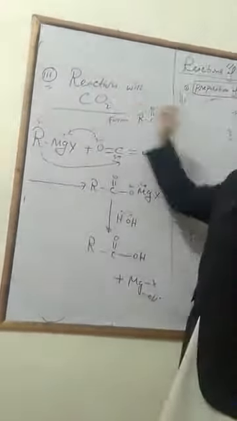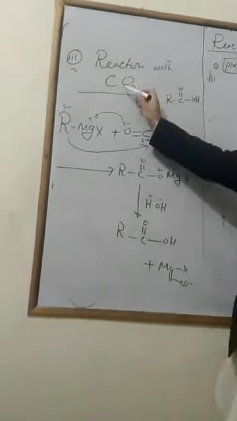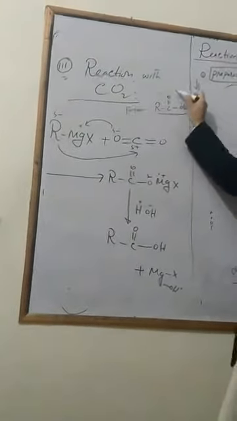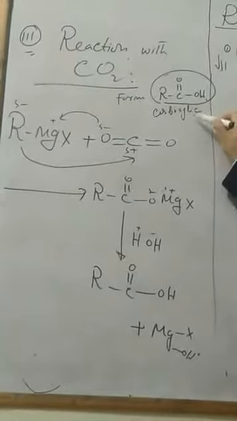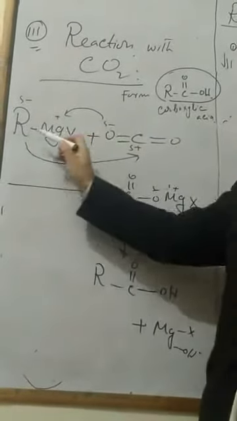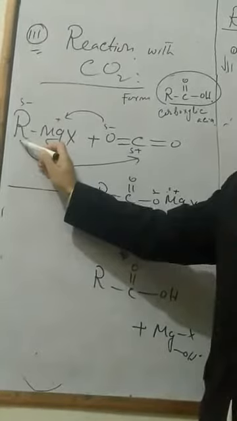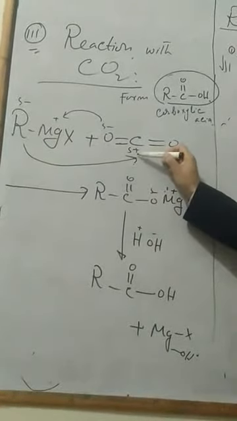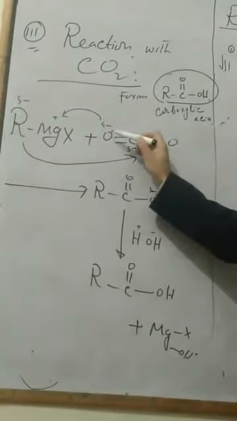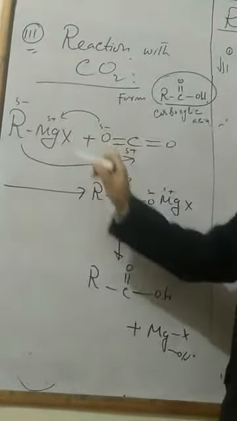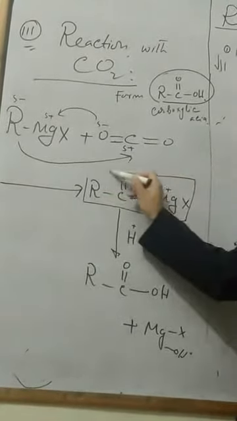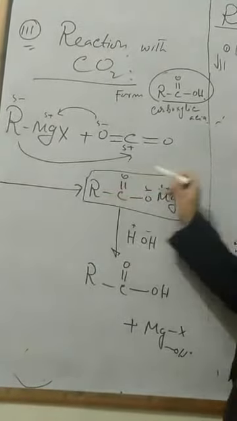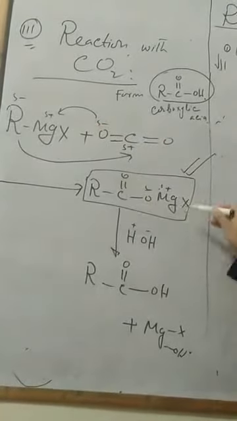Next, reaction with carbon dioxide. With carbon dioxide, Grignard reagent forms carboxylic acid. How? Again, look over here. R of Grignard reagent will attack the carbon which carries a slight positive charge, and negative oxygen will attack the partial positive charge of magnesium. And again, you will get this unstable intermediate. R becomes attached with this carbon and this oxygen becomes attached with magnesium.